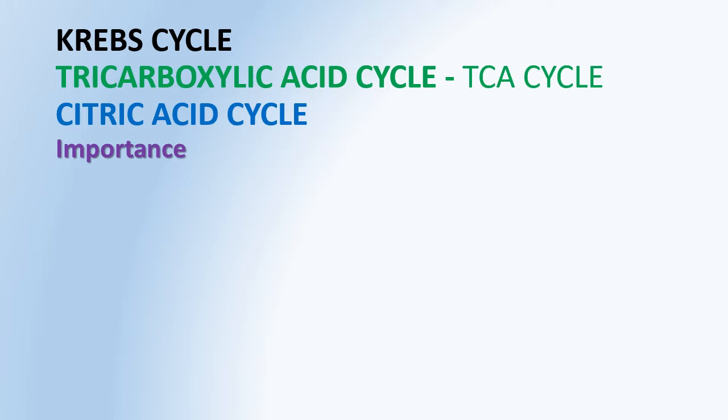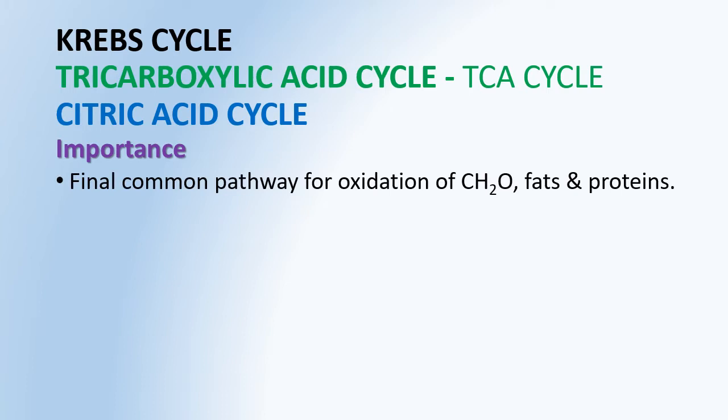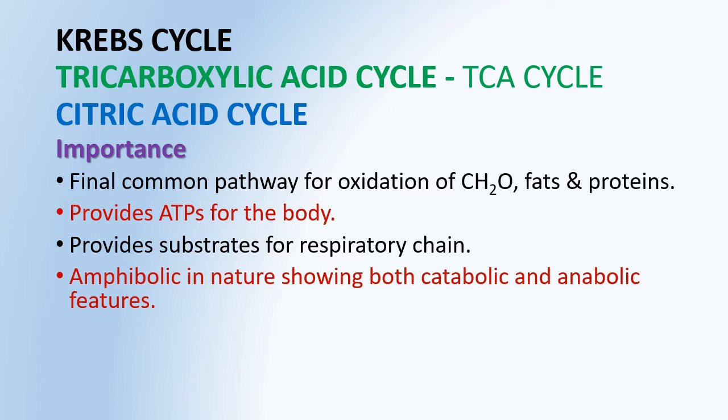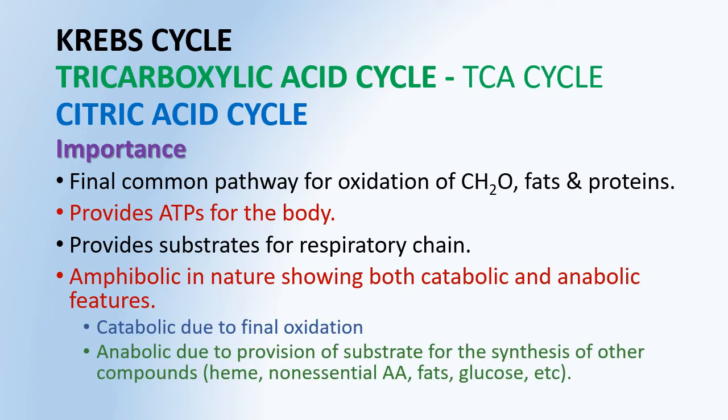The citric acid cycle is a common pathway for the oxidation of carbohydrate, fat and proteins. It provides abundant ATP for the body and also provides substrate for the respiratory chain. The TCA cycle is amphibolic in nature. It shows both catabolic and anabolic activities. The catabolic activity is basically due to the final or common oxidation of different types of feedstuffs, different types of nutrients, in this cycle. So that's why it is called catabolic.